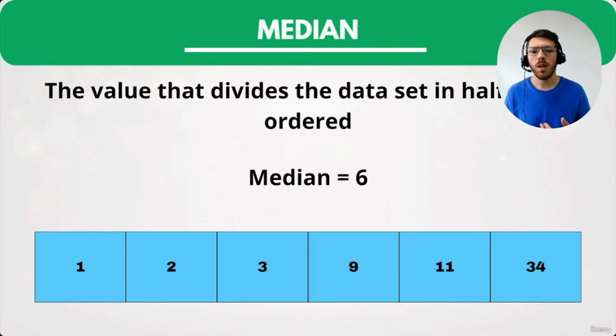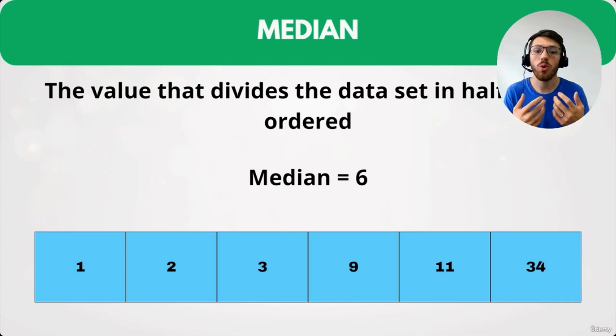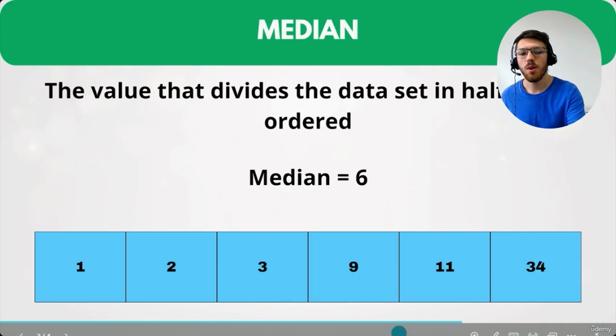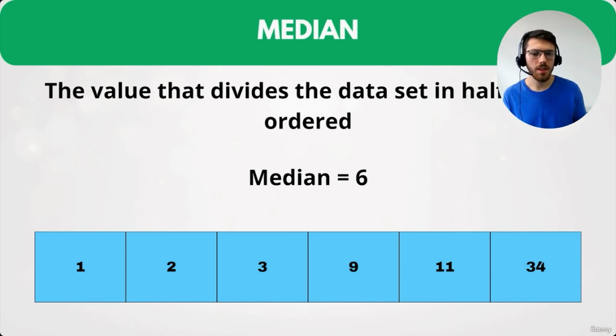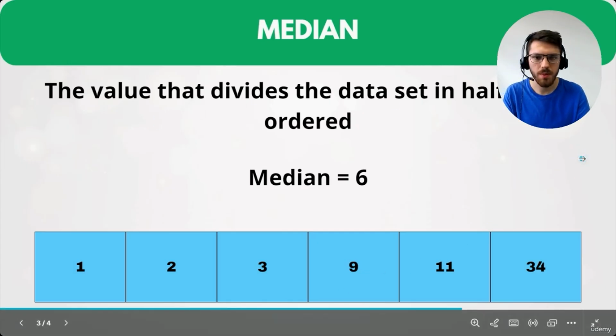Median. The median is the value that divides the data set in half when ordered. This is very important, all right? Ordered is very different from when you do not order the list. So if I have this list, 1, 2, 3, 9, 11, 34, all right? The first thing that I must do is order this from the first number to the last. Every number must be in a sequence, all right? It's already in sequence here. I already put it this way, okay?